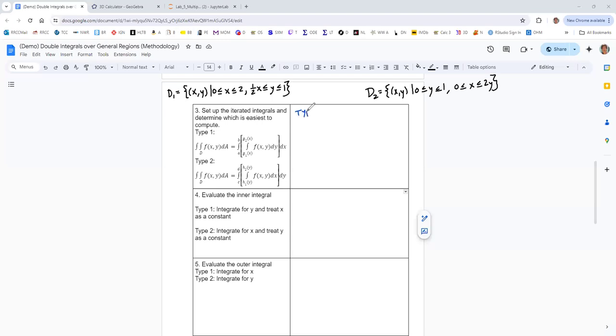All right, so let's set up our type one double integral. For that, we'd be using D1. And just before, with the rectangular regions, the type one integrates y first and then x. They're both integrating the same function, which is x squared e to the xy. But we would do dy first, and so we would use the y limits, go from x over 2 to 1, and then the x limits go from 0 to 2.